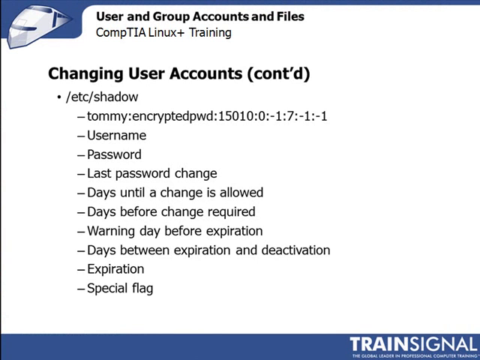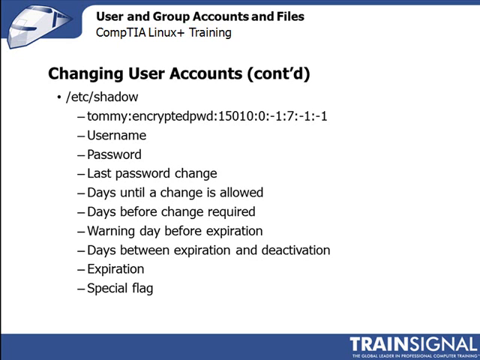Again, if you're using password encryption on your network, you should have an /etc/shadow file. This file will also contain one colon separated line for each user on your system. The first field is also for username. The second field will contain the encrypted password. The next field contains the last password change. The next is the number of days until a change is allowed, followed by the number of days before a change is required, warning days before expiration, then the number of days between expiration and deactivation, and the last two fields are expiration and a special flag field.